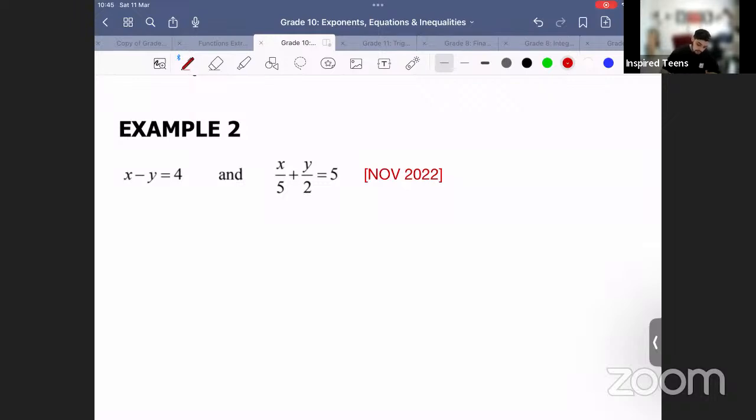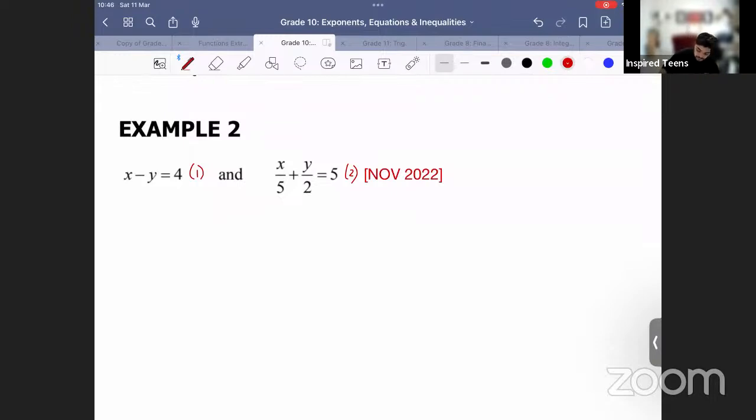In example number 2, I'm going to let this be 1 and this 2. Tell me, where should I isolate my variable? In equation 1 or in equation 2? Definitely 1, because 2 is complicated, and in 2, it's going to be tough to leave x alone. You're going to have to do LCD and this and that, right? So this question, by the way, is from November 2022, so it's from last year's November paper.